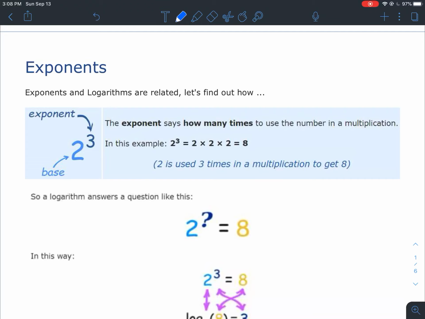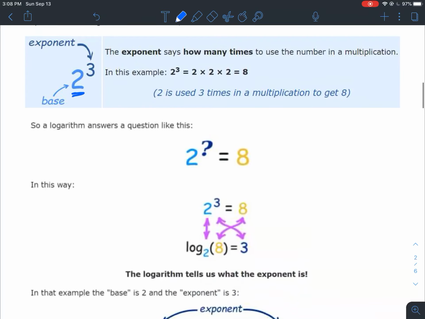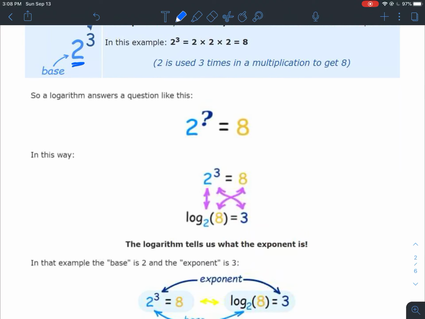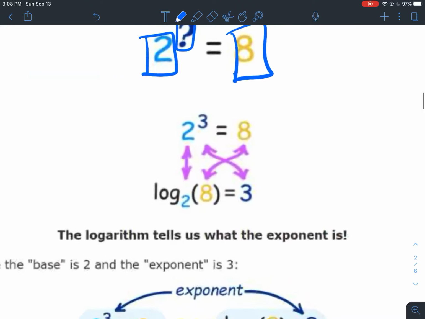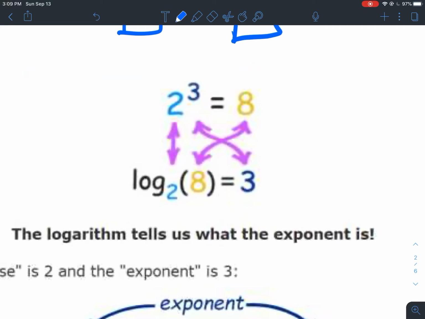So exponents and logarithms are related. Let's find out how. When we have exponents, we talk about a base. The exponent says how many times to use the number in a multiplication. So here we know that 2 to the power of 3 is 2 times 2 times 2. A logarithm answers a question like this. A logarithm gives you the base and tells you what number you want, and you have to figure out what the exponent is, essentially. You're solving for the exponent.